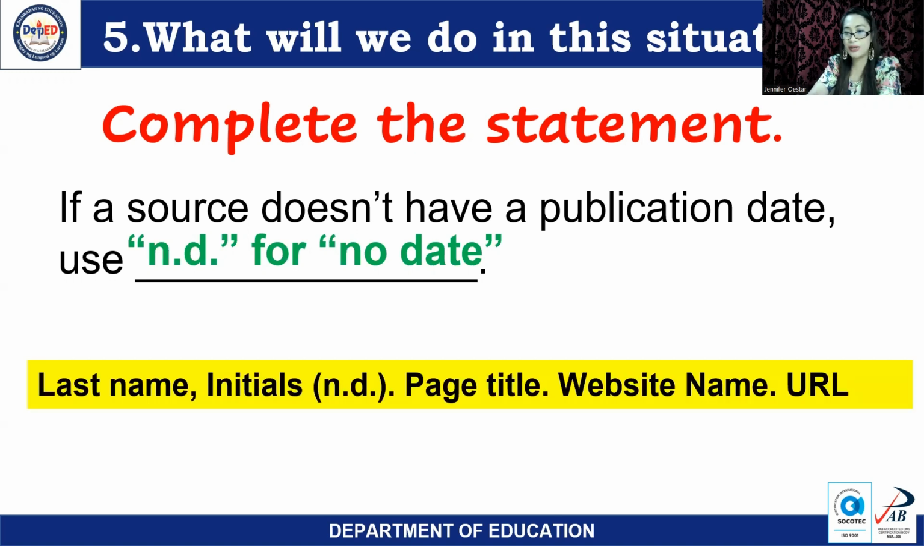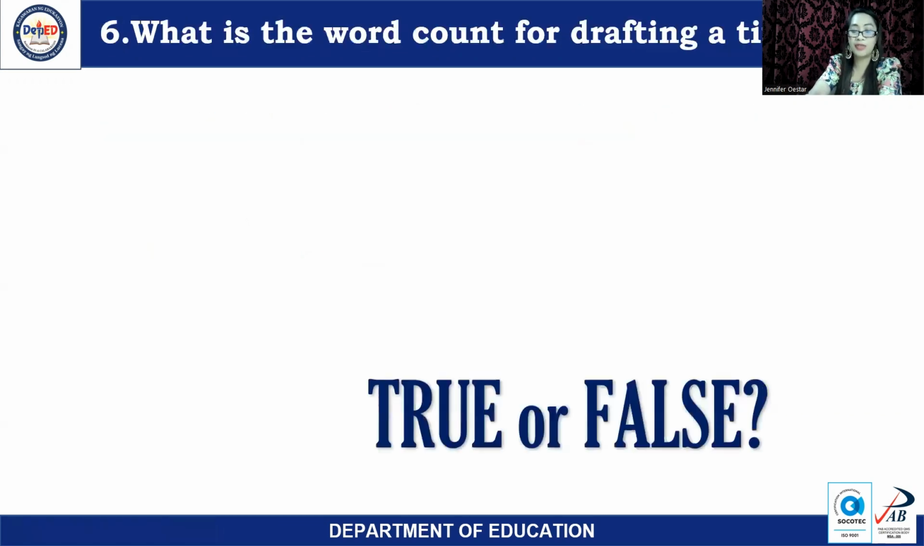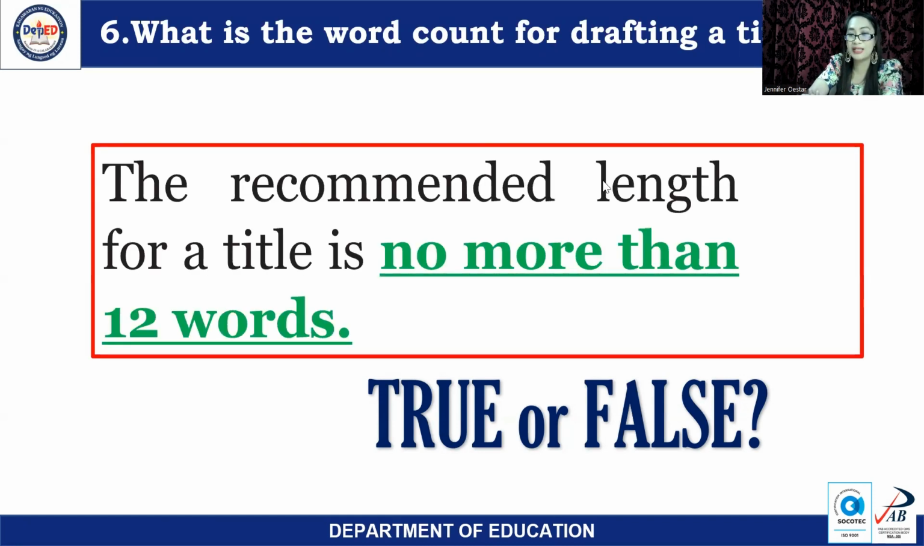Let's have the next. Okay, here's a sample. Last name, initials, and the page title, website name, and the URL. Question number 6. True or false? What is the word count for drafting a title? So when we draft a title, what would be the recommended number of words or the word count? Is it this way? The recommended length for a title is no more than 12 words. Is it a true or a false statement?